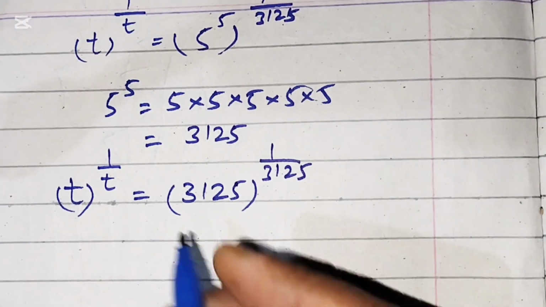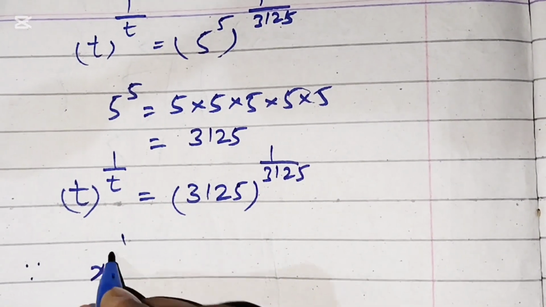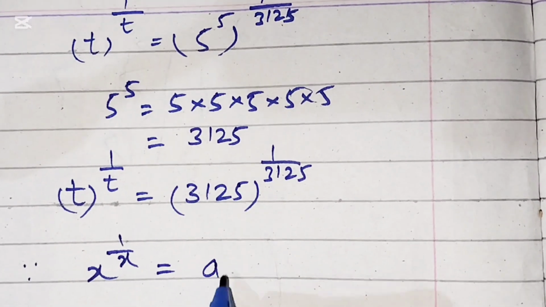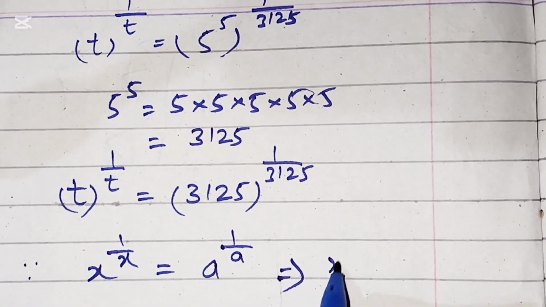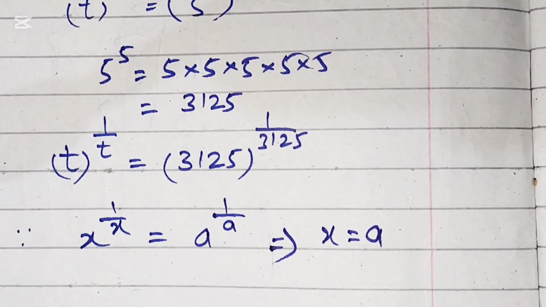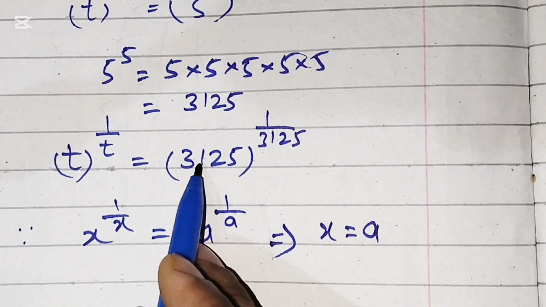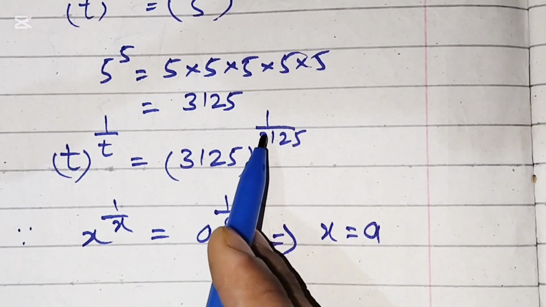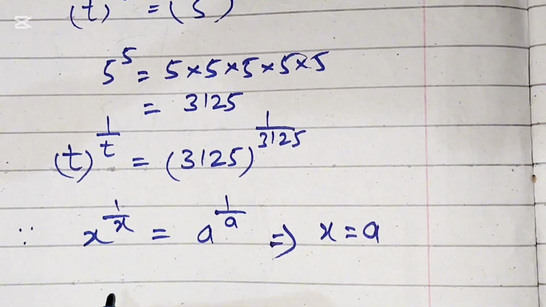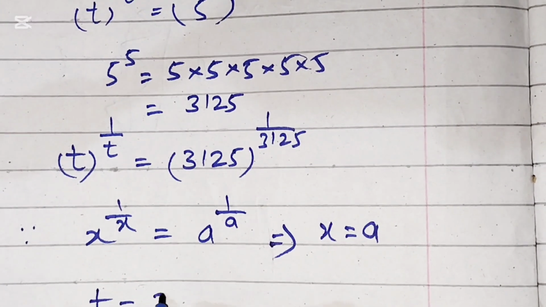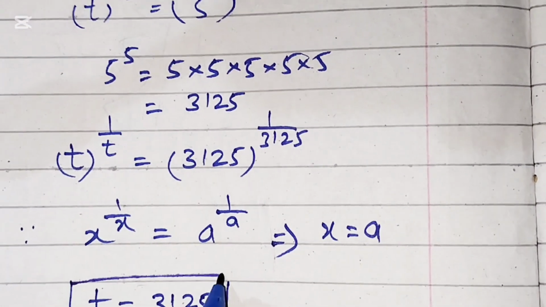Here we will use the identity that if x power 1 over x equals a power 1 over a, then we can say that x will be equal to a. Here it is t power 1 over t equals 3125 power 1 over 3125. So x will be equal to a, t will be equal to 3125. So this is the final answer of t.